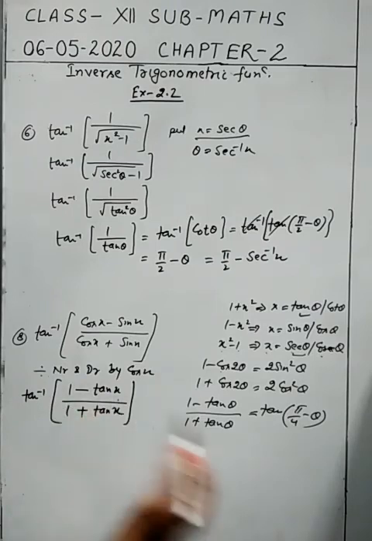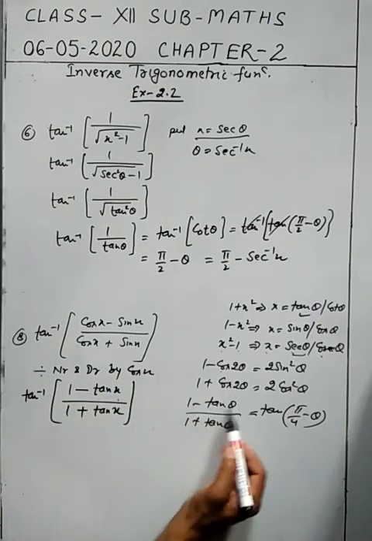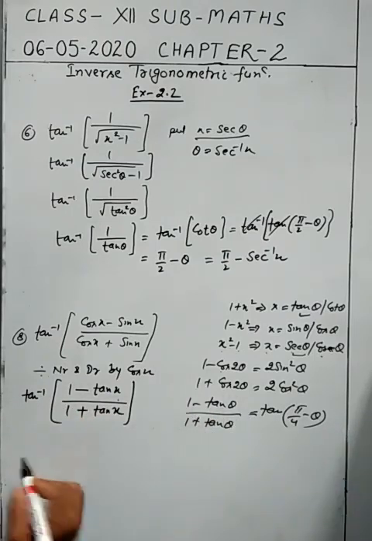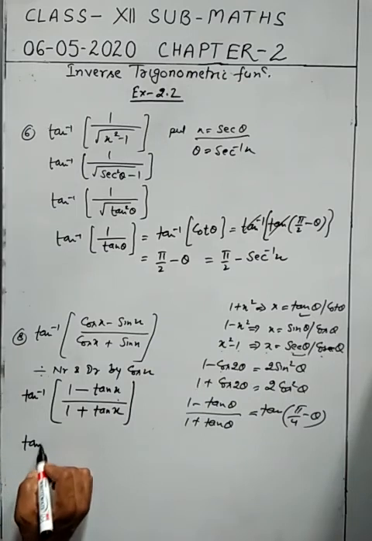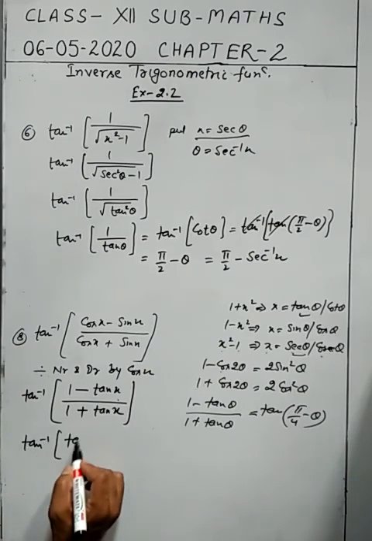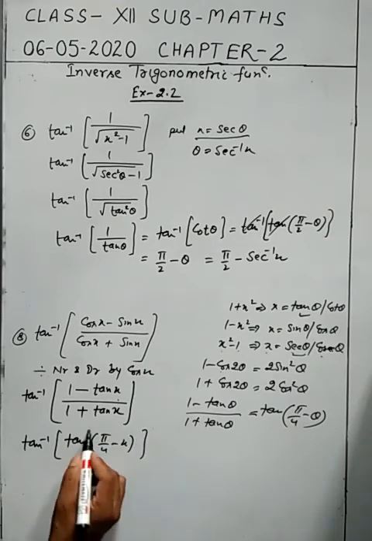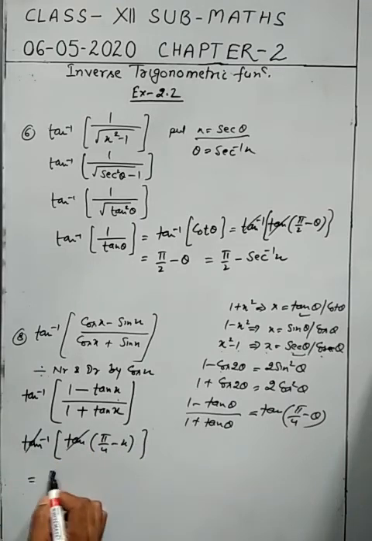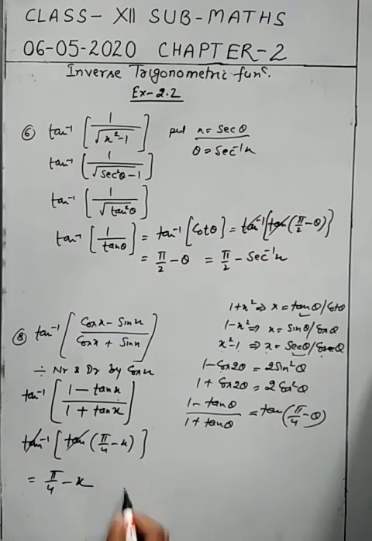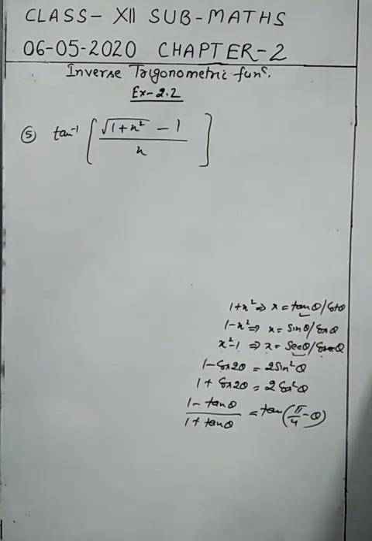cos x divided by cos x is 1, sin x divided by cos x is tan x. And this is the format which I have right here, 1 minus tan theta, 1 plus tan theta, you have to write this. So this becomes tan inverse tan pi by 4 minus x. Tan inverse cancels, you are left with pi by 4 minus x. I think questions are clear to you. Okay, now we move to question number 5.